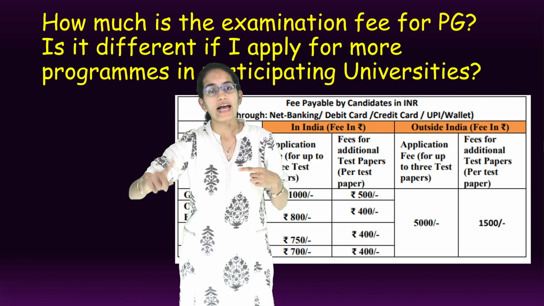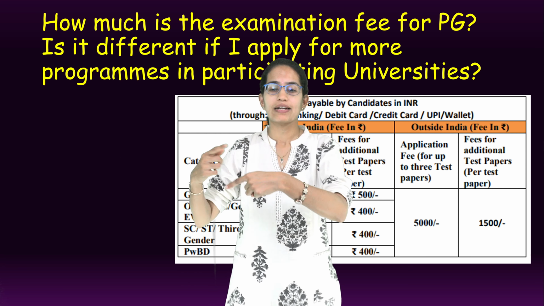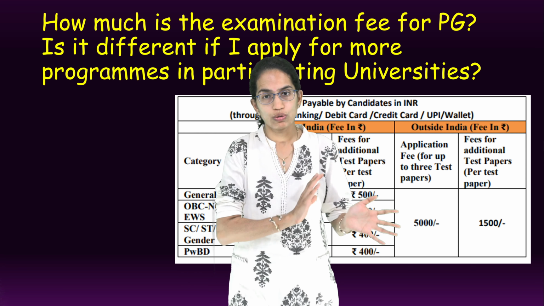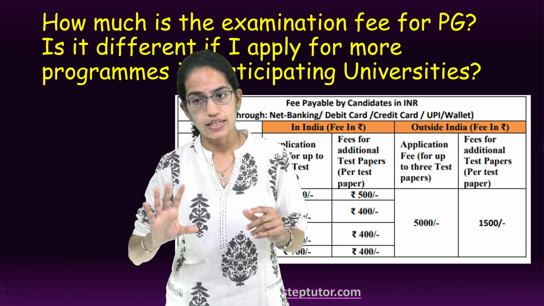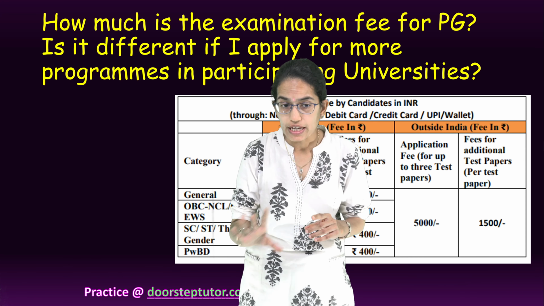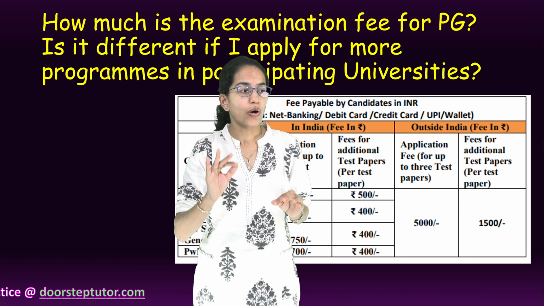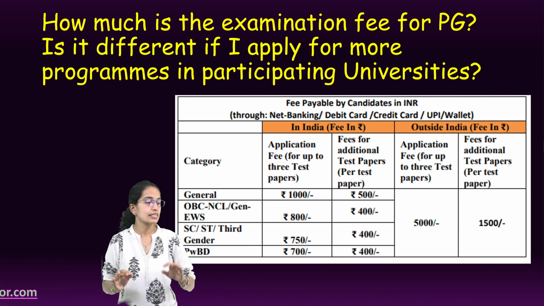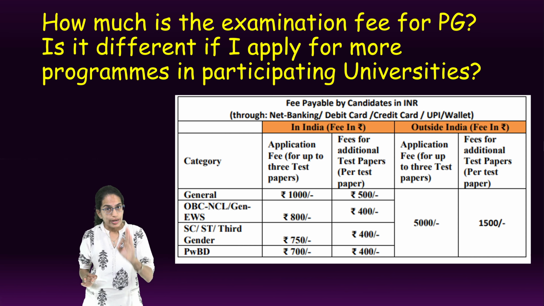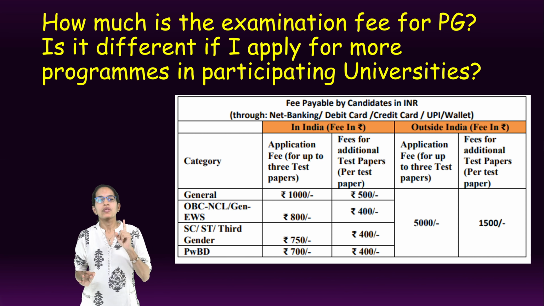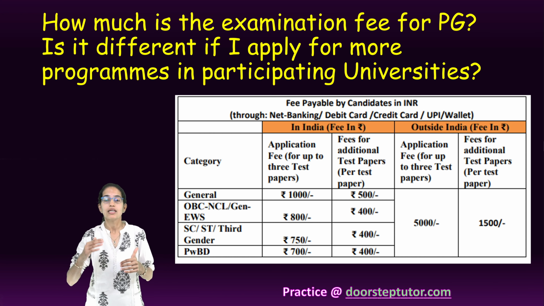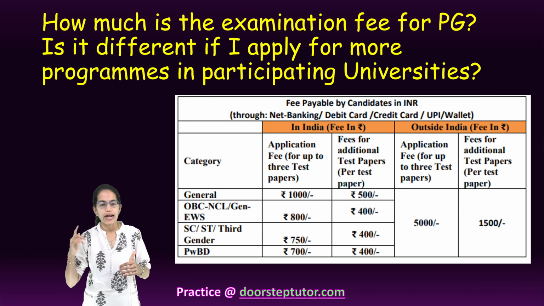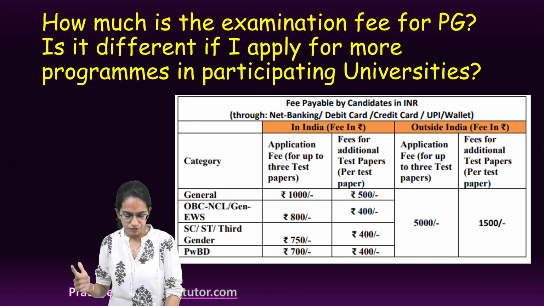If you want to apply for any additional paper, it would be at a multiple of 500 for those applying from India, and for foreign students it would be 1500 per additional paper. Very important to note: the maximum limit is up to 20 papers that you can select, but 3 papers are covered at the minimum charges, and for every additional paper after that you would have to pay more fees, right?